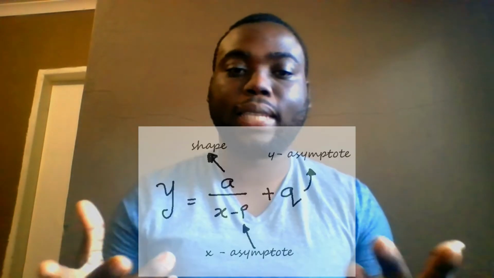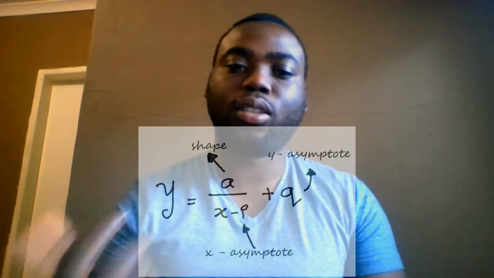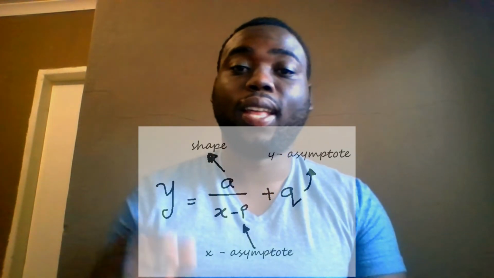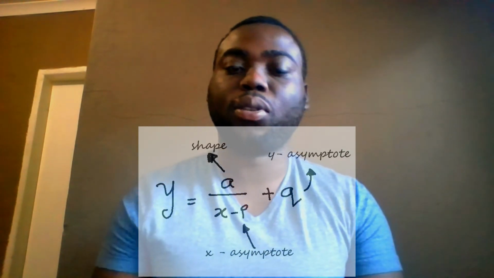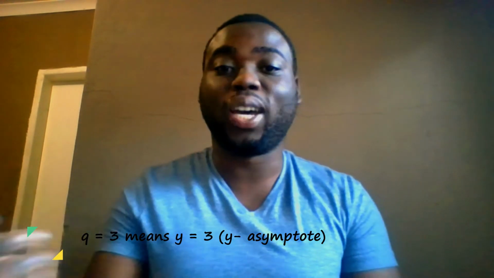The equation of a hyperbola looks like this. It is a over x minus p, plus q, where the p and the q represent the asymptotes. The p represents the x asymptote, while the q represents the y asymptote. It's very important to note that the q, as it is, represents your y asymptote. If your q is 3, it means the y asymptote is y equals 3.